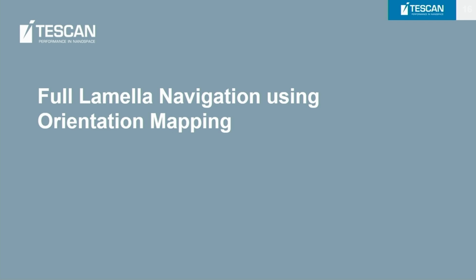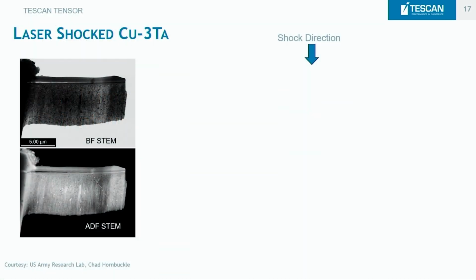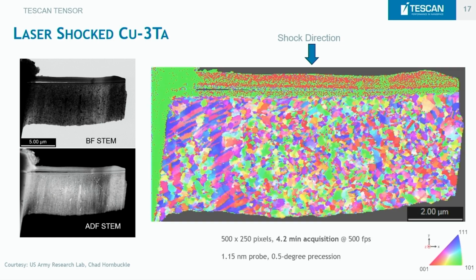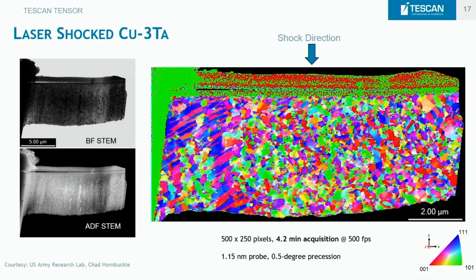So now let's talk about, because all these techniques are fully controlled and integrated, what you can do with a tensor. One interesting sample is copper with a small amount of tantalum in it. The US Army group, thanks to Chad Hornbuckle's group there, were studying this material and trying to understand why the grains weren't coarsening due to high velocity impacts. They have an aluminum foil, they hit it with a laser, putting something like 30 GPa into the sample, but due to the tantalum, the structure is locked in and they don't see coarsening, so they're interested in that.